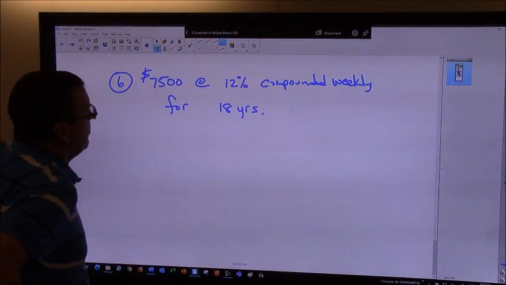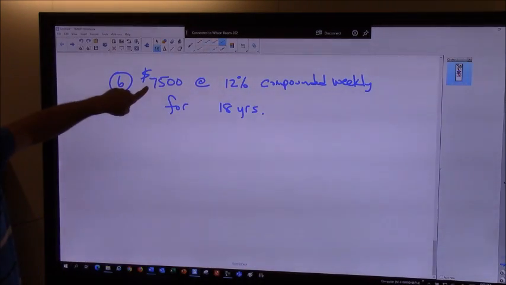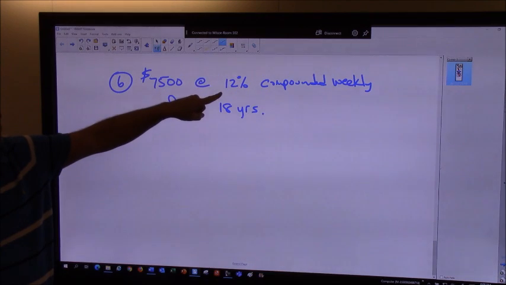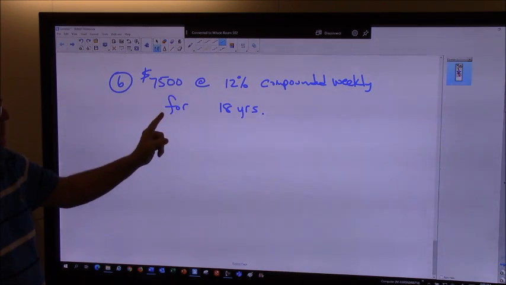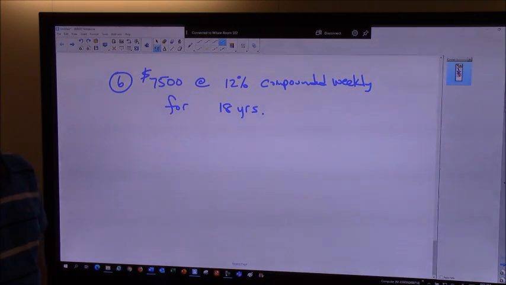All right, one last problem. You guys go ahead and try this one. We're going to invest $7,500 at 12% compounded weekly for 18 years.